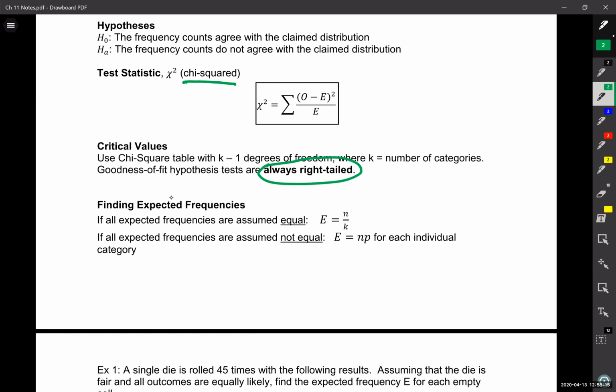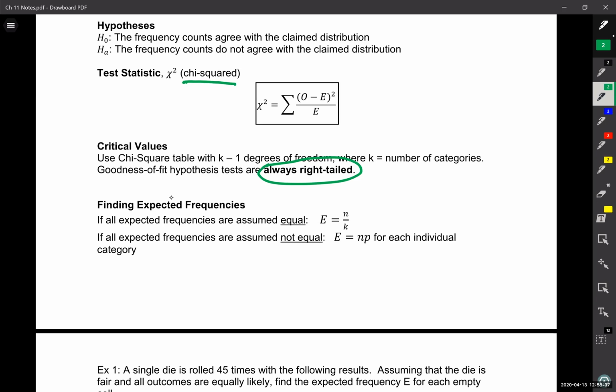So if they're all equal, the formula is n over k to find the expected frequencies. If they are not equal, it'd be n times the probability for each specific event. So let's just look at those two formulas. I know I just said a lot of stuff. We're going to take this in baby steps. So let's just find some expected frequencies.